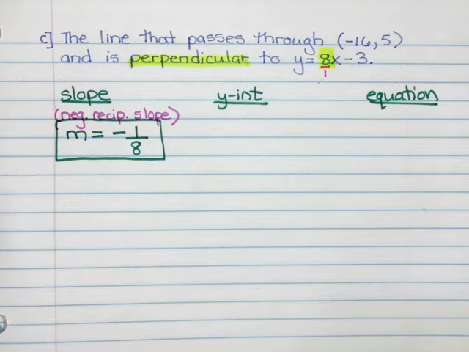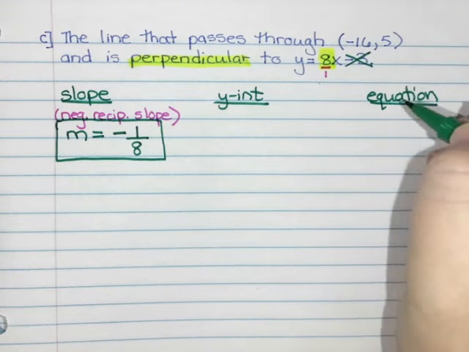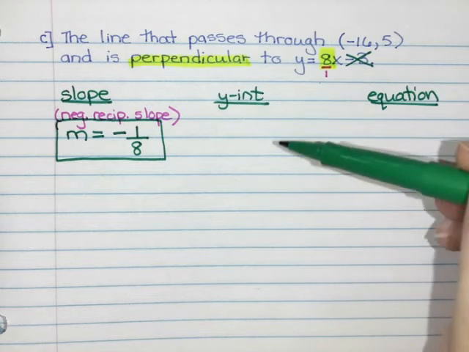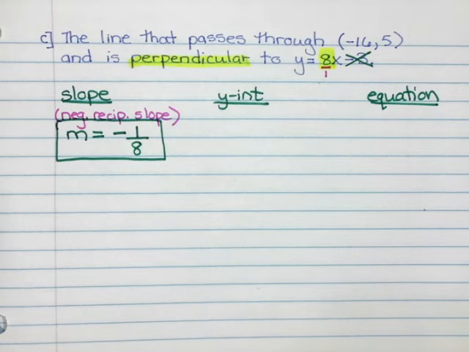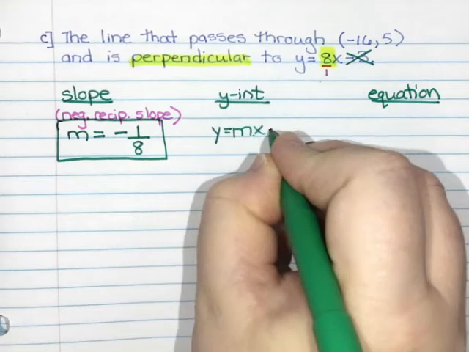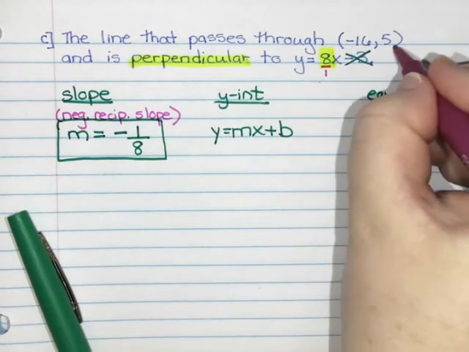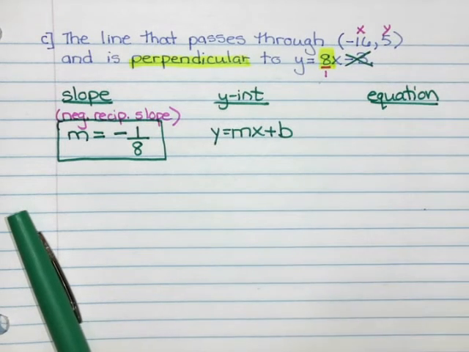Now from here, my y-intercept is not negative 3. The only way that the perpendicular line and this line would both have the same y-intercept is if that's the point where the two lines cross. So I'm going to calculate our own y-intercept using y equals mx plus b. For y and x, we are going to use the point (-16, 5). The negative 16 is x, the 5 is y.